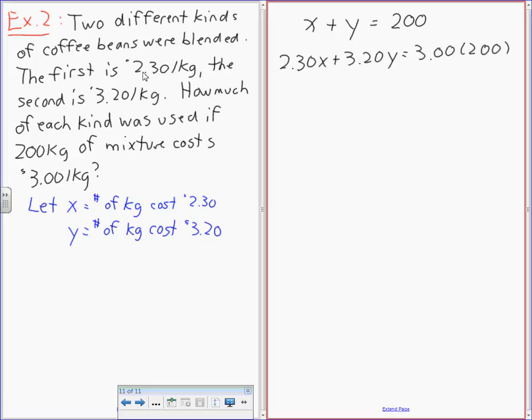Now, do you guys want to use decimals or do you want to get rid of the decimals? Decimals. You guys want to use decimals? Okay, so let's use decimals. I will use decimals on the board. You can solve whatever way you want.